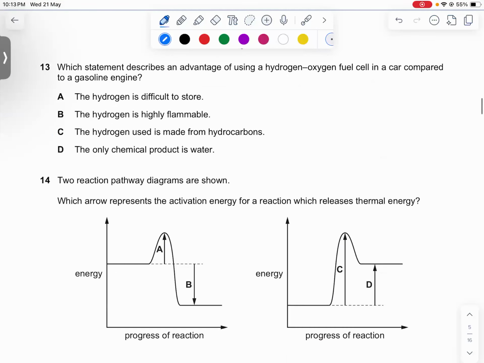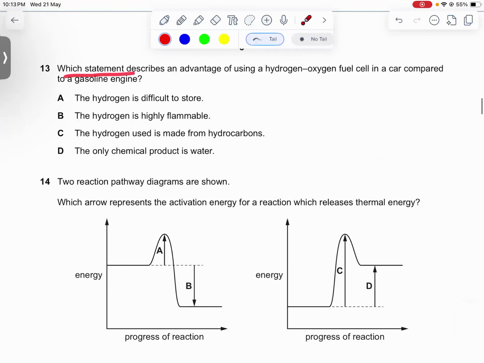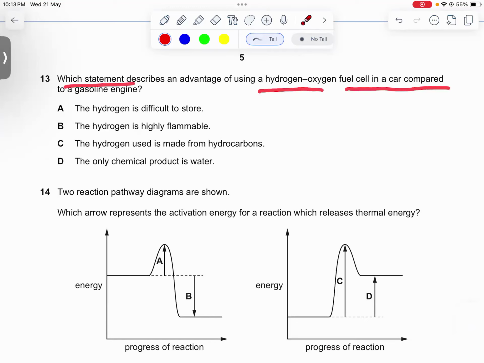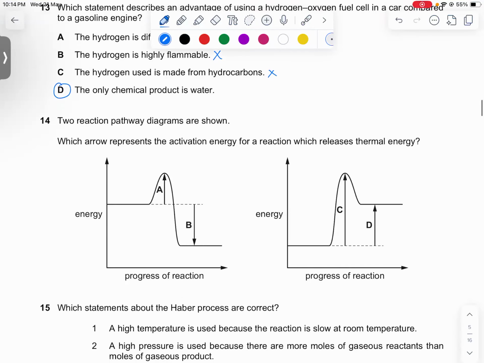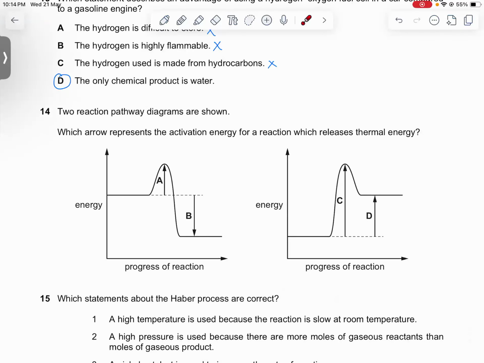Question number 13 says, which statement describes an advantage of using a hydrogen oxygen fuel cell in a car compared to a gasoline engine? The hydrogen is difficult to store. That is actually a disadvantage. Hydrogen is highly flammable. That is also a disadvantage. The hydrogen used is made from hydrocarbons. That is also a disadvantage. The only chemical product is water. That is an advantage. Why? Because using a hydrogen oxygen fuel cell would help decrease the amount of greenhouse gas emissions. There would be less global warming. Carbon dioxide would not be produced.